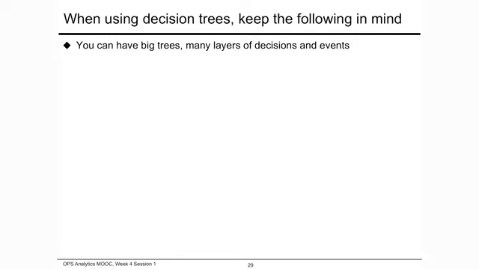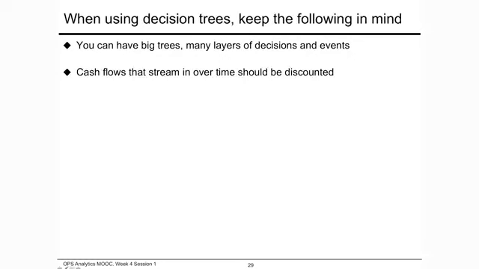When using decision trees, it's also worth keeping the following in mind. The tree that we constructed in this session was quite small, specifically so that it could all fit on one screen. But in real life, decision trees can be very, very large and have many branches and layers of decisions and events. Cash flows in decision trees sometimes stream in over long periods of time, like years. In that case, you need to worry about the discounting of the cash flows.